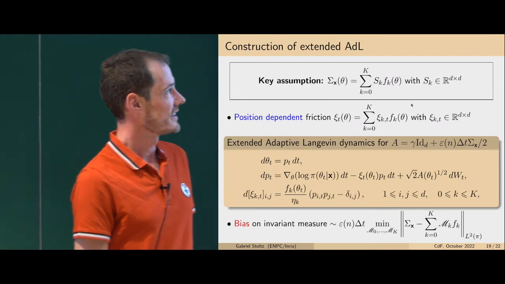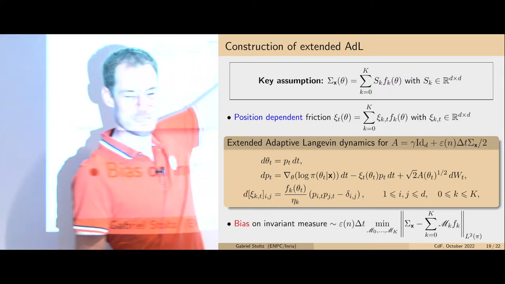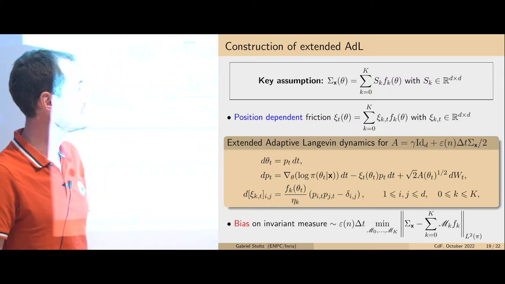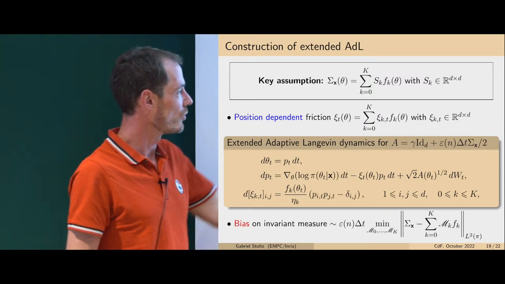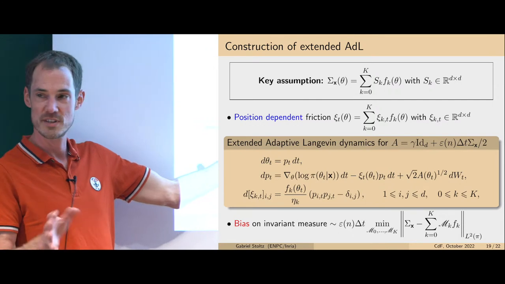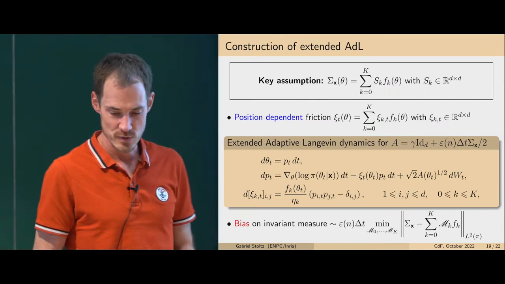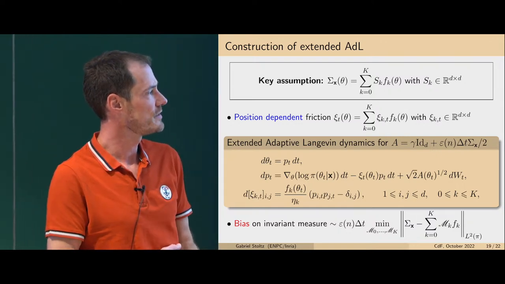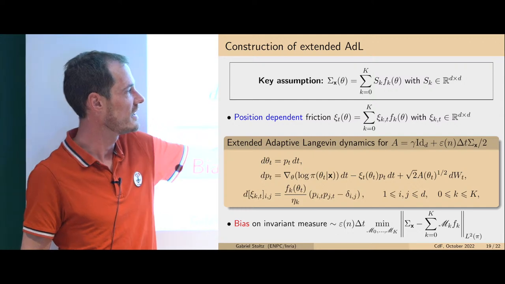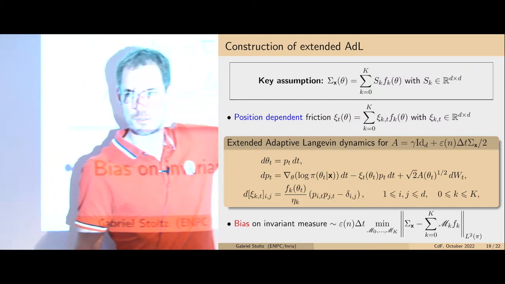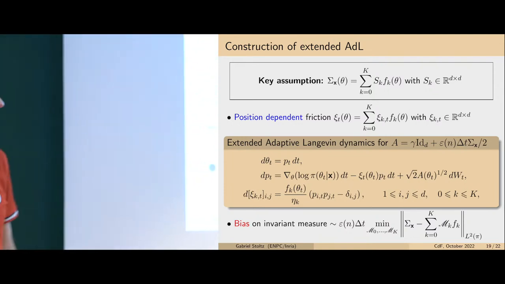And the key thing is that, if you are in this fortunate setting, then maybe you can also expand your friction variable onto the same basis and consider this extended adaptive Langevin dynamics, where you have a certain Nose-Hoover-like dynamics for each of those matrix coefficients. It's really the usual adaptive Langevin dynamics, except that here you're multiplying by this function f_k, and here you're summing the various coefficients sigma_k multiplied by the f_k functions.